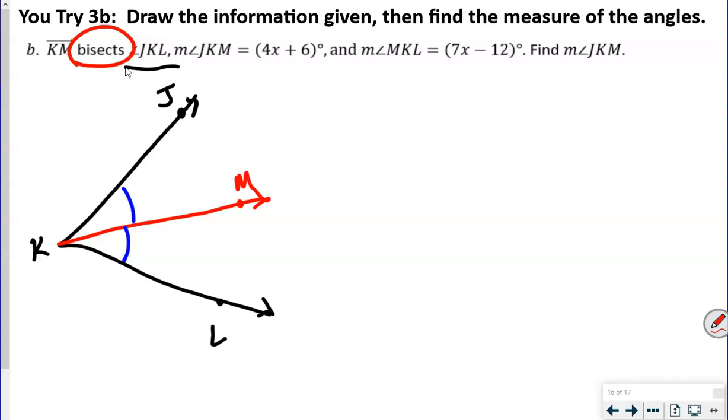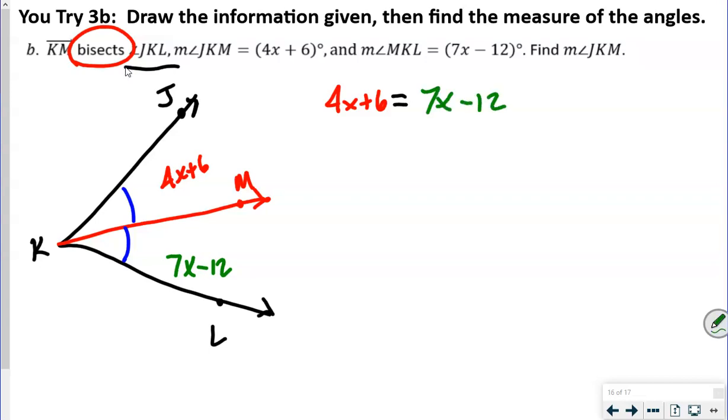JKM is 4x plus 6. And then we have MKL. MKL is down here, 7x minus 12. These, again, are going to be set equal to each other, because they are congruent. So we have 4x plus 6 is equal to 7x minus 12.